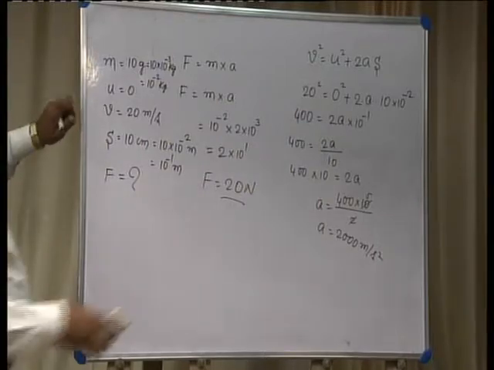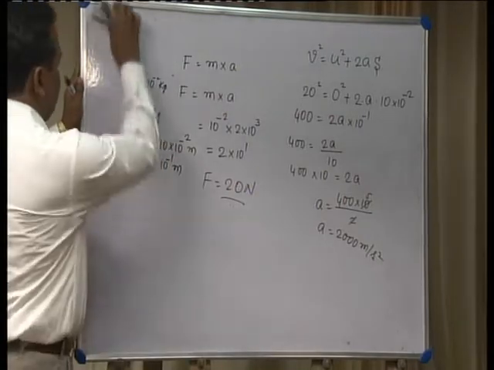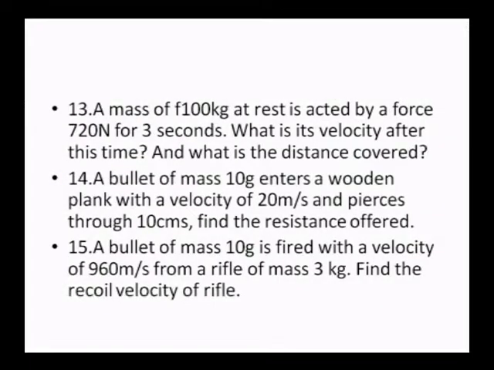Now, let us move on to the next problem. The next problem is: a bullet of mass 10 gram is fired with a velocity of 960 meter per second from a rifle of mass 3 kg. Find the recoil velocity of the rifle.